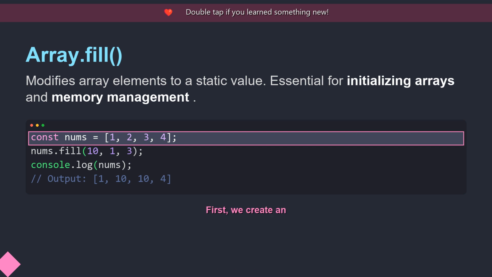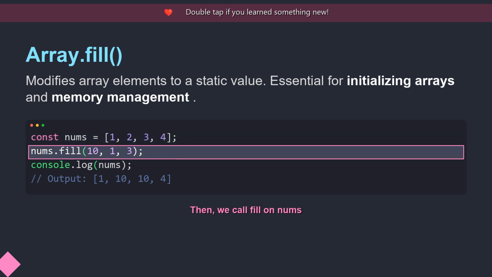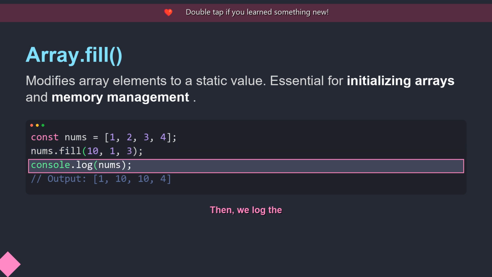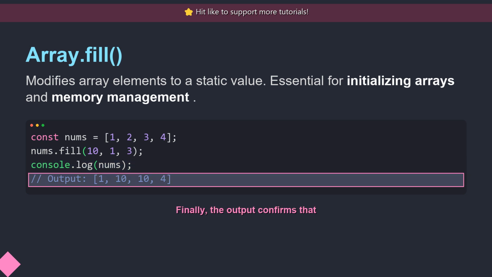First, we create an array called nums containing 4 distinct numbers to demonstrate the modification. Then, we call fill on nums to replace elements with the number 10, starting at index 1 and stopping before index 3. Then, we log the modified array to the console to verify that the changes were applied correctly. Finally, the output confirms that only the middle 2 elements were overwritten while the others remained untouched.